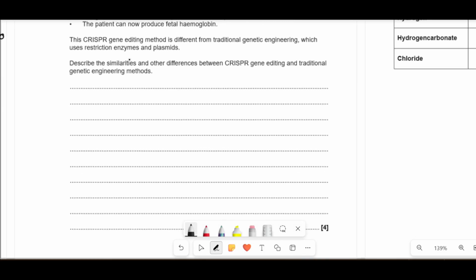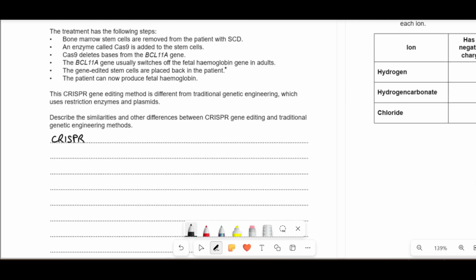The CRISPR gene editing method is different from traditional genetic engineering, which uses restriction endonucleases or restriction enzymes, and plasmids. Describe the similarities and differences between CRISPR gene editing and traditional genetic engineering. If we're comparing them side by side, CRISPR uses Cas9 and that deletes bases. It just removes them, right?